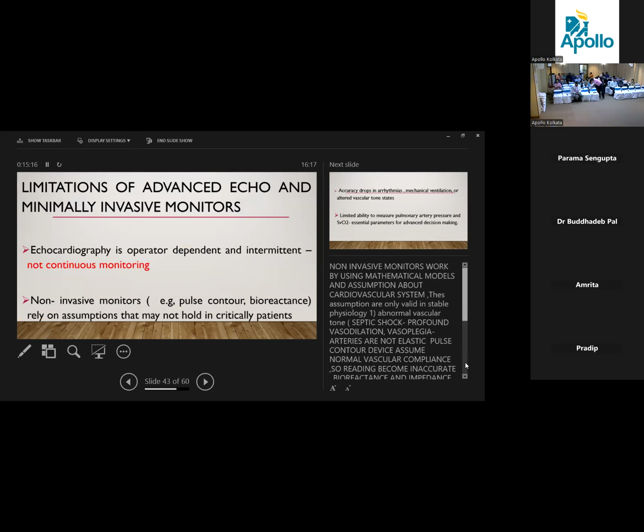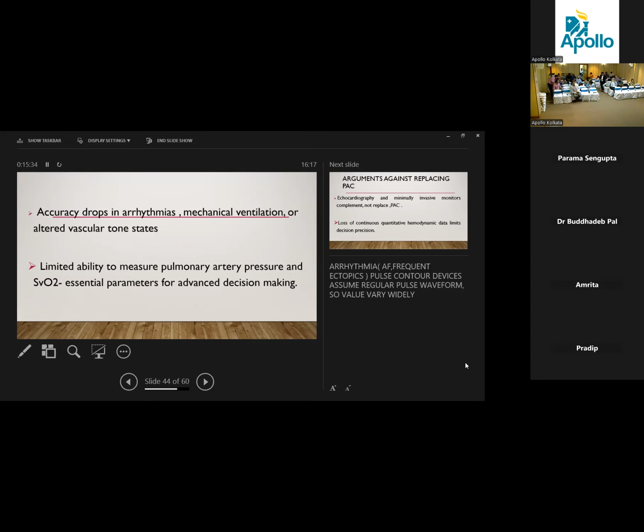Limitations of advanced echo and minimally invasive monitors: echocardiography is operator dependent and intermittent. It is not continuous monitoring. Non-invasive monitors like pulse contour and bioreactance rely on assumptions that may not hold in critically ill patients. Accuracy drops in arrhythmia, mechanical ventilation, or altered vascular tone states. They have limited ability to measure pulmonary artery pressure and mixed venous oxygen saturation, essential parameters for advanced decision making.